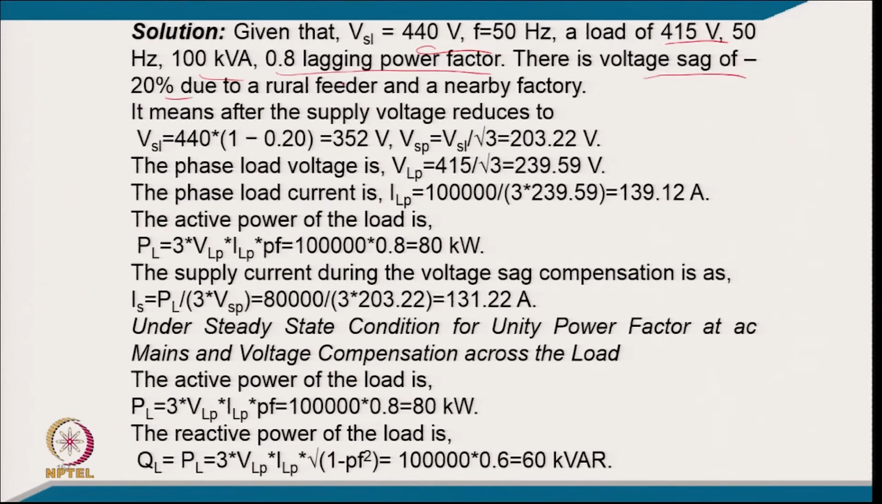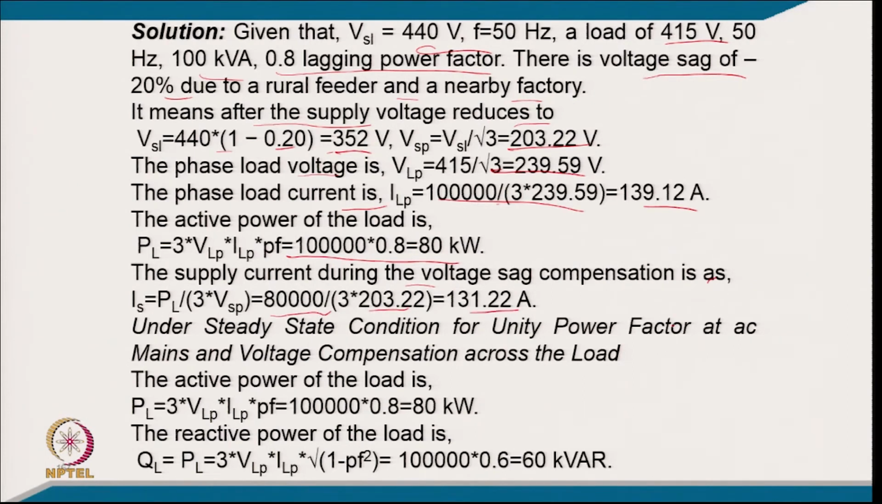There is a voltage sag of 20% due to the rural feeder, and it means the supply voltage reduces to 440 into 0.8. So, it becomes 352 and the phase voltage becomes 203. However, the load voltage is 239.59. So, your phase current becomes, from the 100 kVA divided by 3 times the voltage, 139.12 ampere, and the active power becomes 100 kVA into 0.8, 80 kilowatt, and the supply current after the compensation, from this kilowatt divided by the voltage, becomes 139.22.